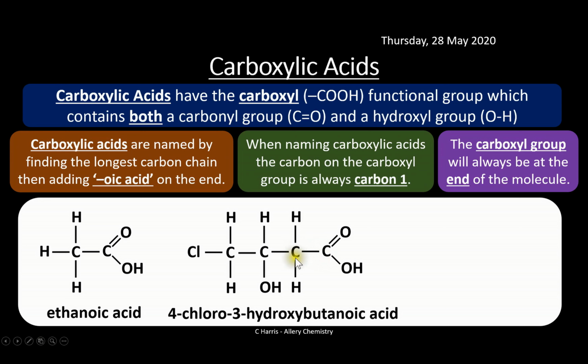So it's carbon 1, that's 2, that's 3, so it's 3-hydroxy. And then 4-chloro. Okay, so 4-chloro, 3-hydroxy butanoic acid. So it's just showing you how you can use the number system to name more complicated carboxylic acids.